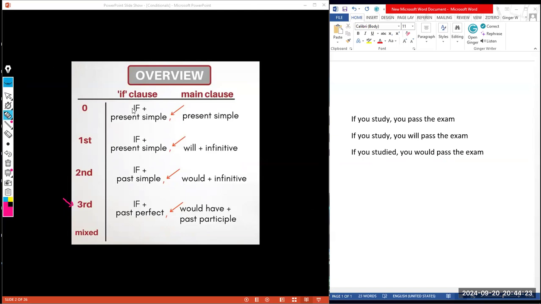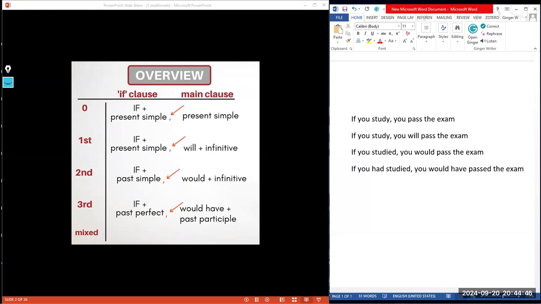Now I have to write an example just to show you the meaning of this rule. So if you had studied, okay, comma, you would have passed the exam. Okay.